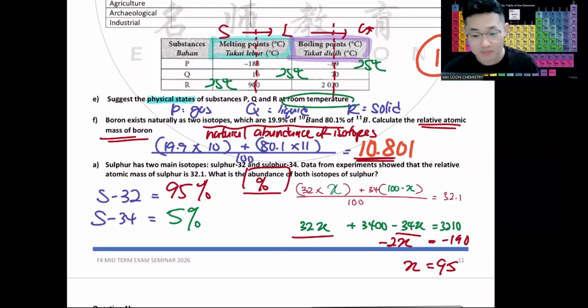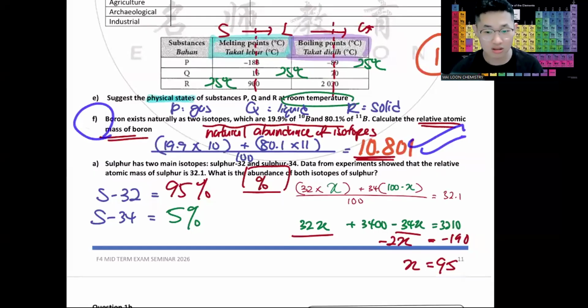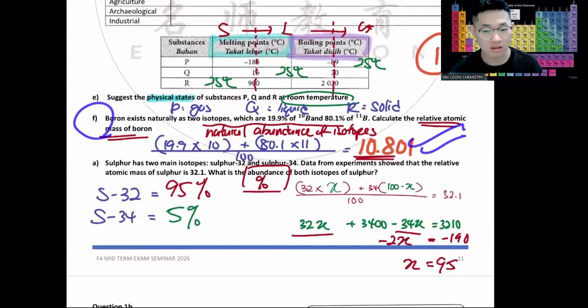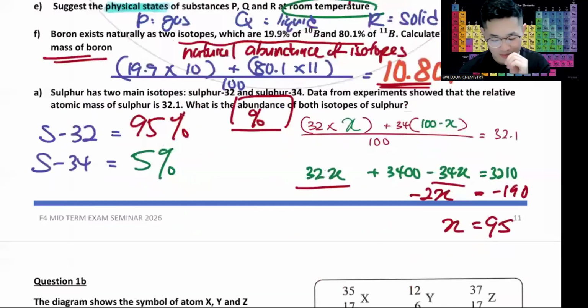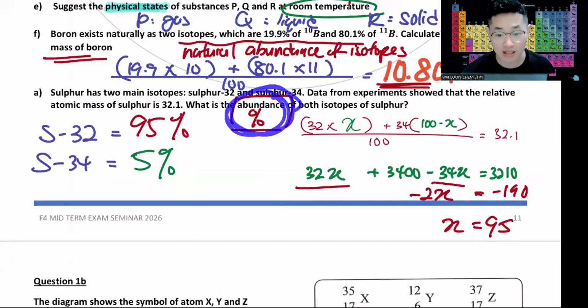Don't understand the percentage part. Which one? This one? This one can understand or not? Xuan, this one can understand or not? Can, okay. Then here, same. You see, because we don't know what the percentage is. They want us to find the percentage, right?